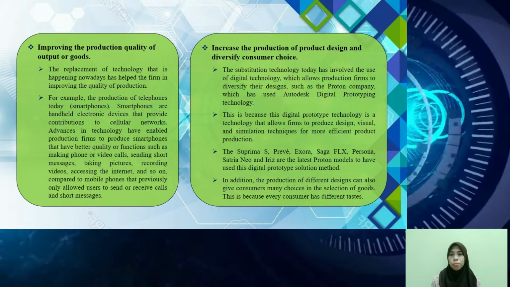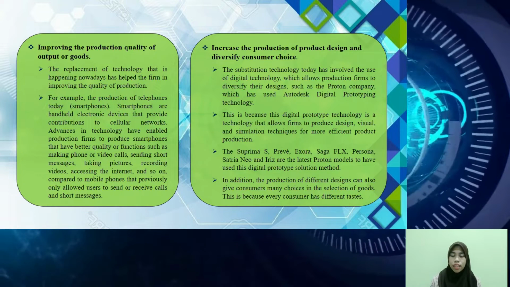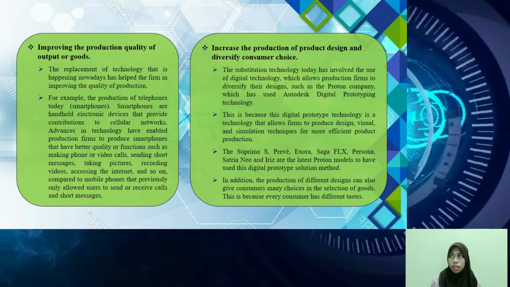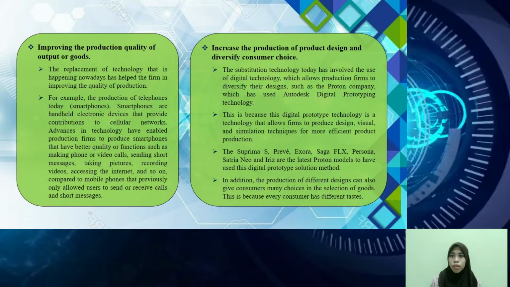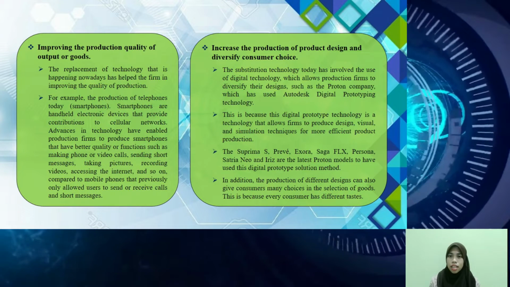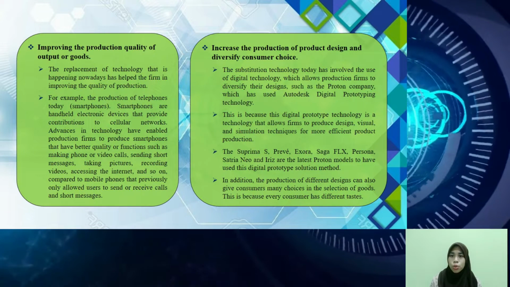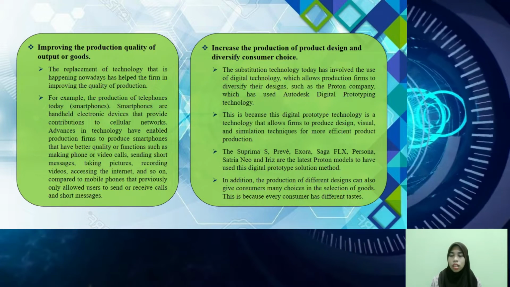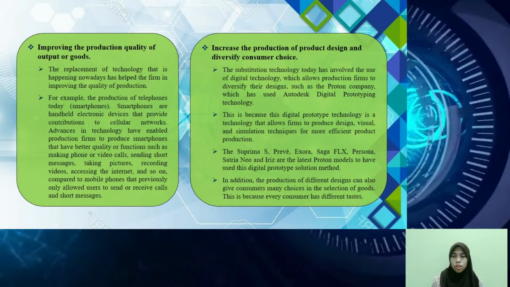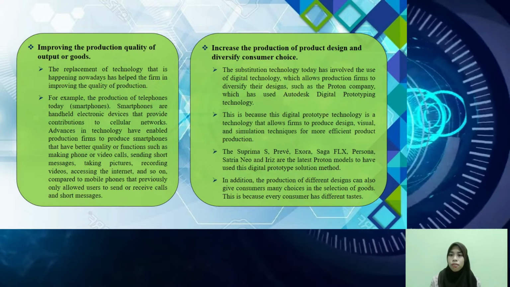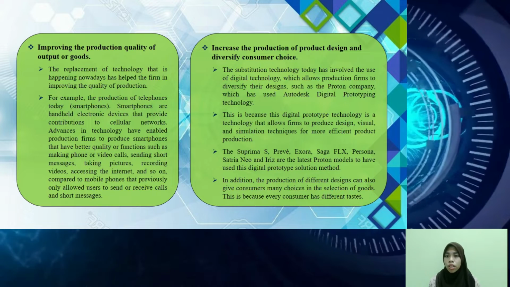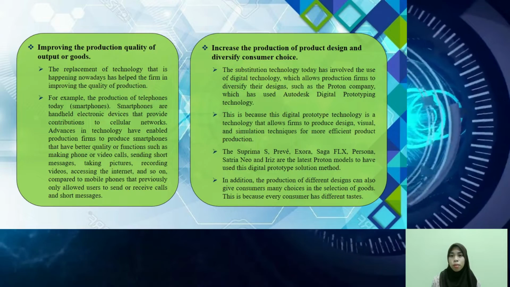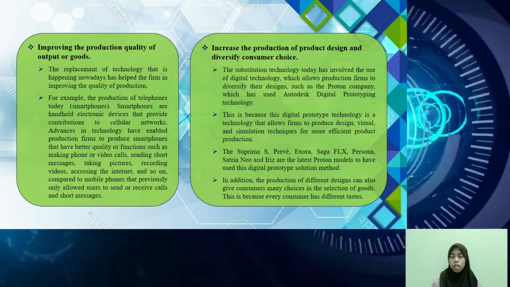Fourthly is increased variety of product design and diversified consumer choice. The substitution of technology today has involved the use of digital technology, which allows production firms to diversify their designs, such as the Proton company, which has used Autodesk digital prototyping technology. This is because digital prototyping is a technology that allows firms to produce designs, visuals and simulation techniques for more efficient product production. In addition, the production of different designs can also give consumers many choices in the selection of goods.